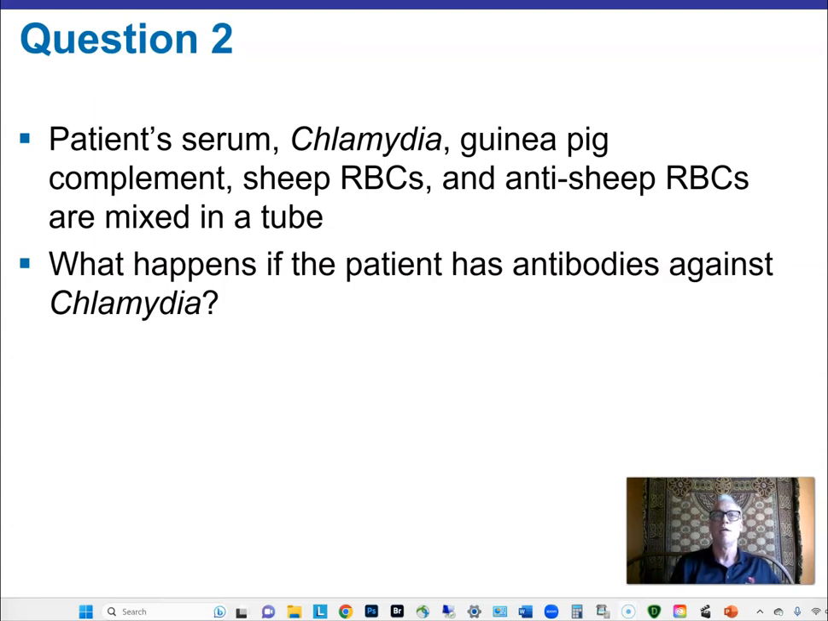Patient serum, chlamydia, guinea pig complement, sheep blood cells, and antibodies against sheep red blood cells mixed together in a tube. If there are chlamydia antibodies in there, that will prevent the lysis of the red blood cells, because all the complement that was intentionally added as part of the mixture will be exhausted by all the antibodies in the patient sample, and there will not be any lysis of the sheep red blood cells. Whereas if there are no antibodies in the patient's serum, they always say serum here, that will cause lysis of the red blood cells.